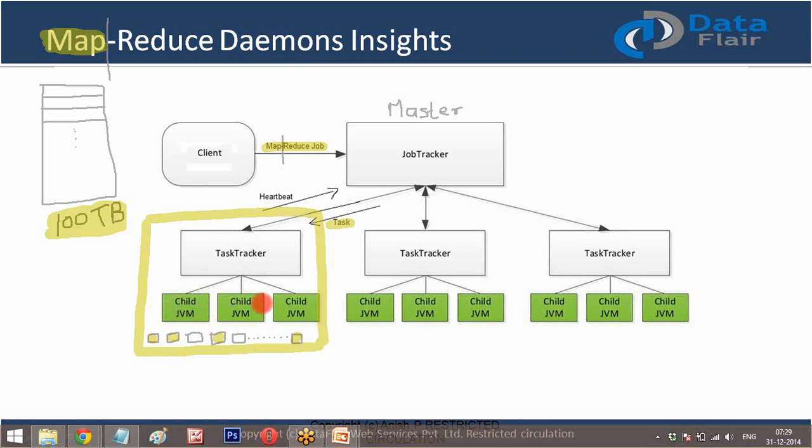Suppose I am running 5 JVMs. How many blocks will be processed at a time? If I am running 5 JVMs, how much data will be processed at a time? 5 blocks, and how much data, if all the configurations are default? That is 64 MB block size. 64 into 5, how much? 320 MB, correct? Correct, Gaurav, Ashwini, Venkat.